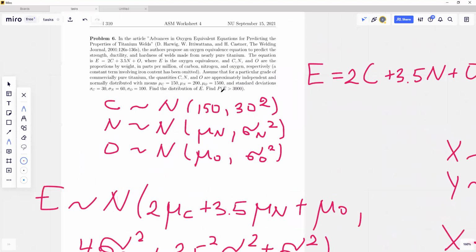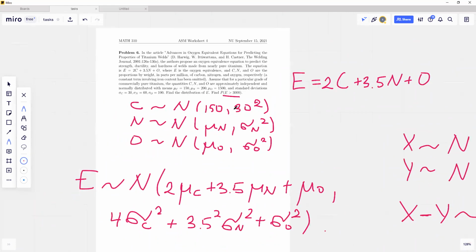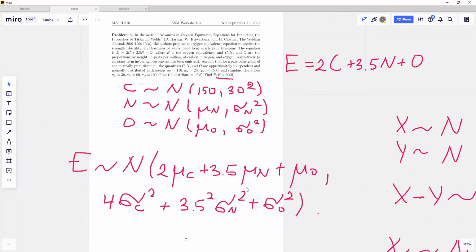Okay, we also need to find the probability that E is greater than 3000. Okay, guys, when you substitute these values, you'll find the mean of your new normal distribution and the standard deviation and variance, and then calculate that using Excel or R. All right, guys, any questions?